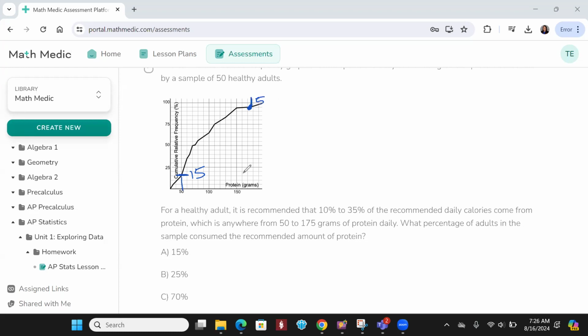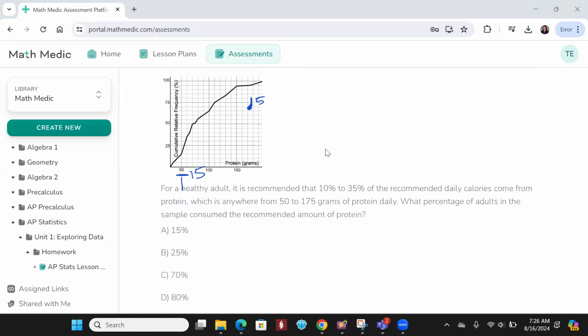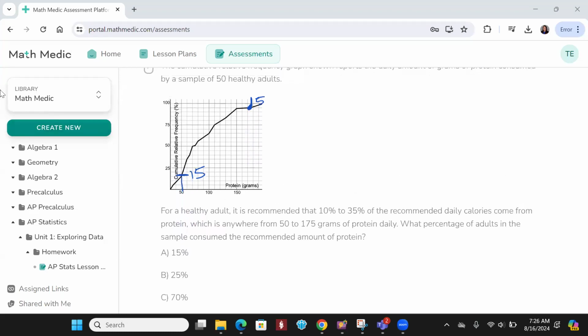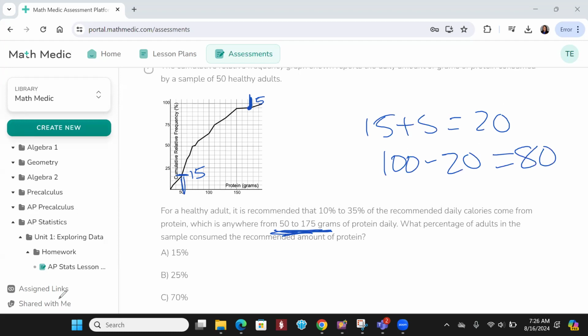Okay, so what's the difference between these two? We're supposed to add those. Right. Yeah, add those two and subtract this amount. Okay, so she said 15 plus 5 is 20. That's what's not included in this range that they were talking about, right? So then 100 minus 20 is, yeah. Okay. Good? Yeah.